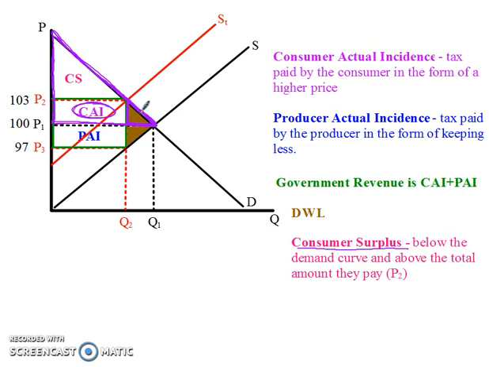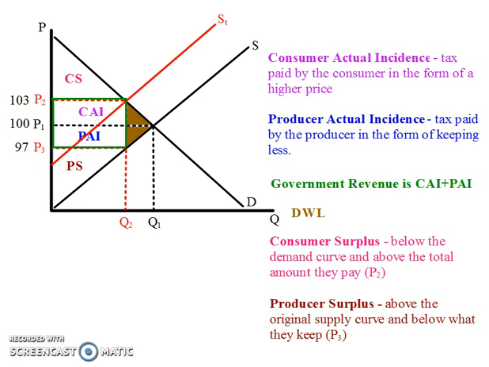It just never happens. And so the consumer surplus is now going to be just this smaller triangle up here at the top. It's going to be the area below the demand curve, above what they actually pay, which is P2, up to the number of units they buy, which is Q2. And then finally, we have the producer surplus.